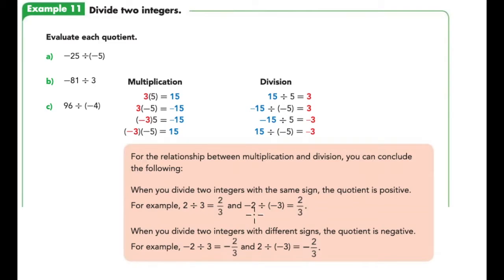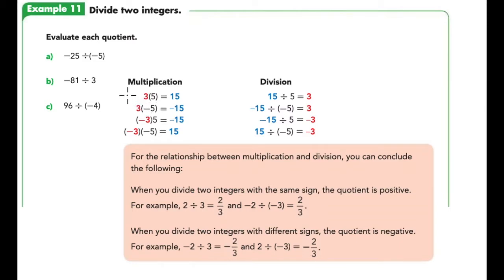For example 11, we will be looking at dividing integers. Before we get into the actual problems though, we need to look at the relationship between multiplication and division. The relationship between multiplication and division is that they are inverse operations, or the reverse of each other.